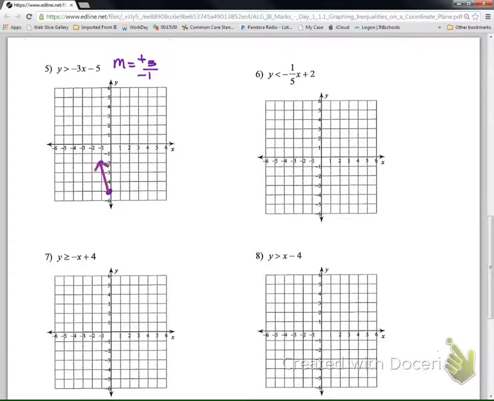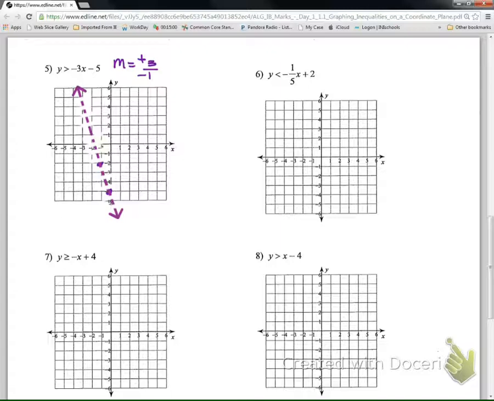Now connect your dots, your points, to draw a line. Ask yourself, do I keep it solid or do I need to dash it? Because there's no equal to sign, I have to dash. Ready to shade? Because it's greater than, I need to shade above the line.